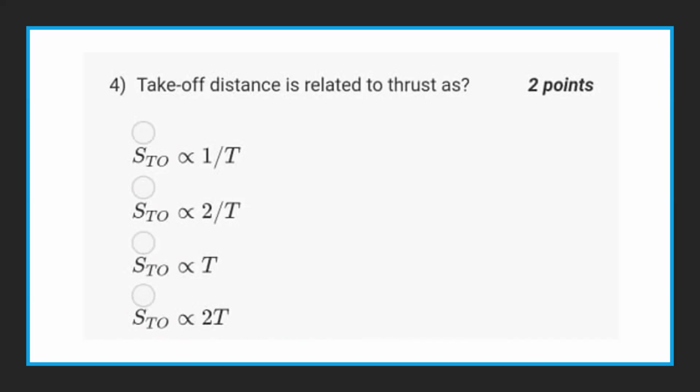What's the answer for question 4? Takeoff distance is related to thrust as... Inversely, first option. Yeah, and the logic is similar to the previous logic. If something is moving on the ground, the larger force you have, the quicker it will pick up speed, right?